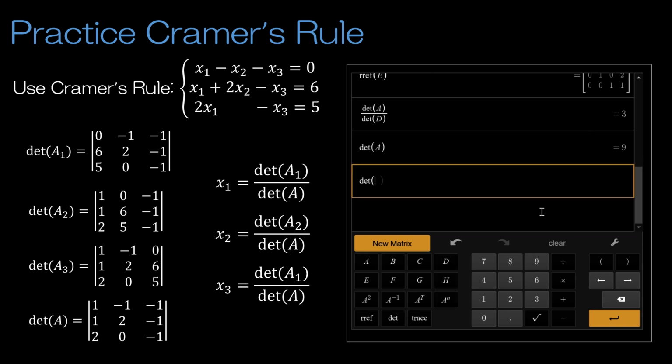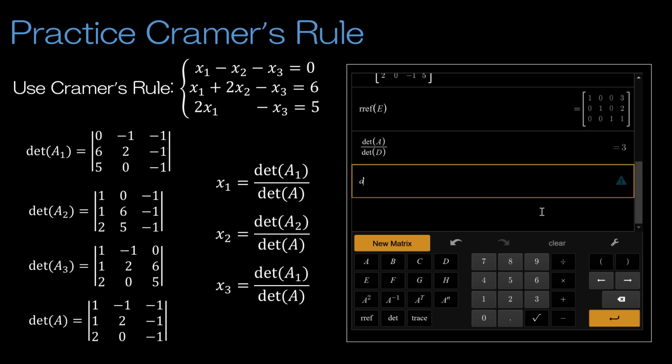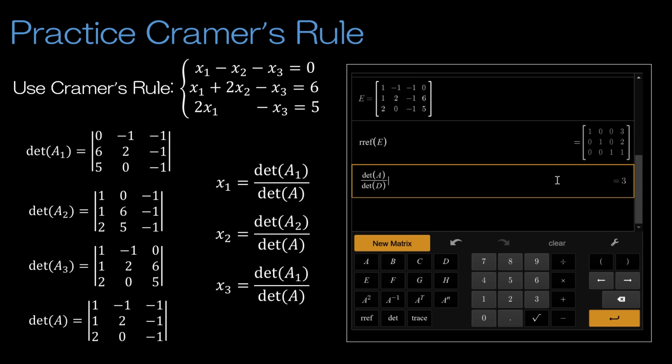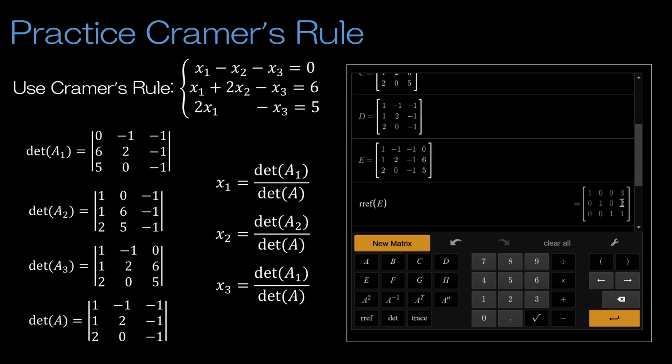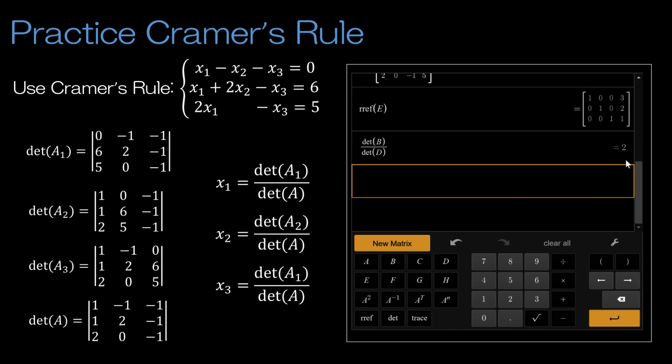So you can do it that way, or you can be lazy like I am. Now my next one should be 2, and that would be the determinant of B. And notice, again, B was replacing the central column with 0, 6, 5, the constants. And I do, in fact, get the same value of 2.